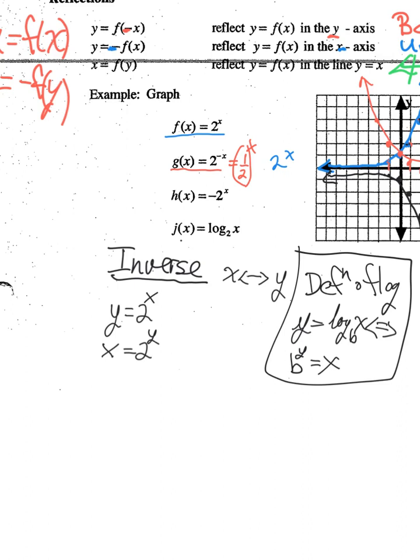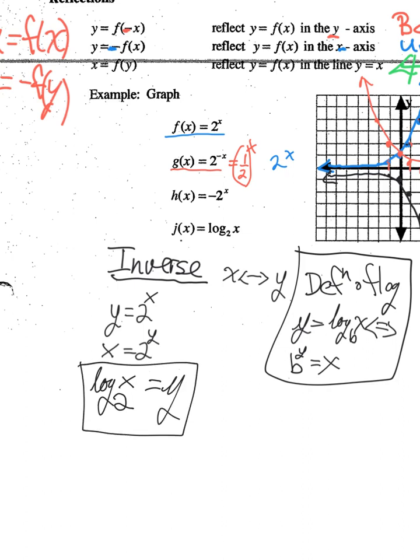Okay, so that means that if I write x equals 2 to the y in log form, I have log to the base 2 of x is equal to y. So that's why I'm saying log to the base 2 of x is the inverse of f at x, 2 to the x.